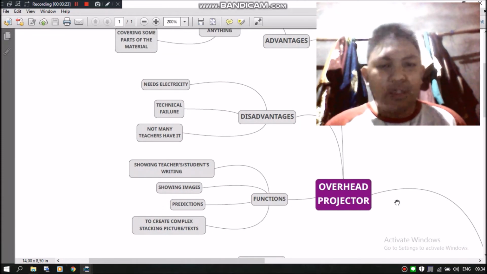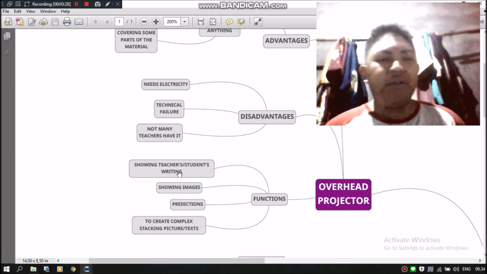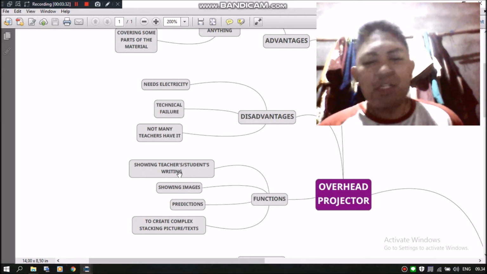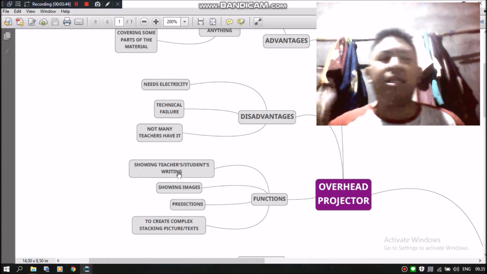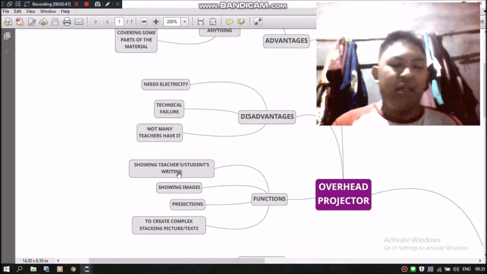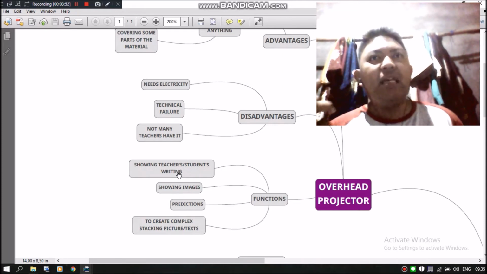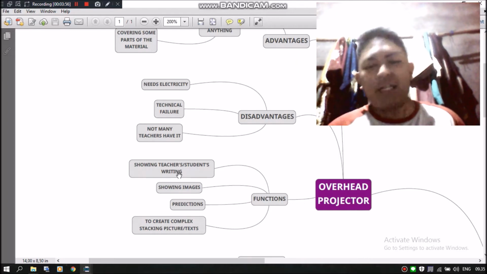And the functions of overhead projector is to show teachers and students writing, because you can write on top of the transparent translucent thing on the overhead projector. So for example, if you want the students to make a compound sentence, you can tell them, hey, go ahead and show us an example of compound sentence, and the one who is chosen can show his or her example on the overhead projector.